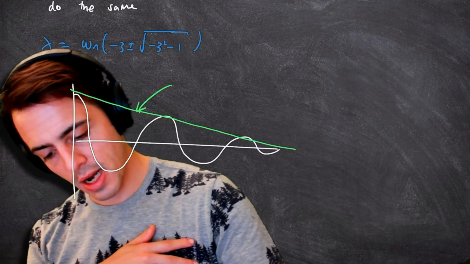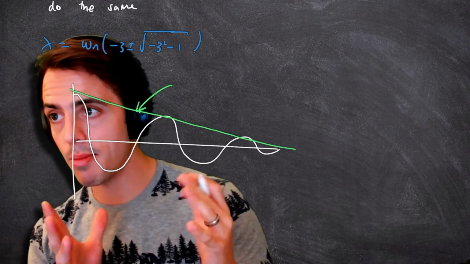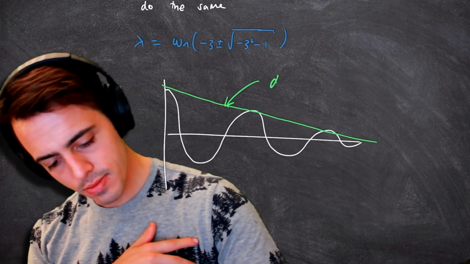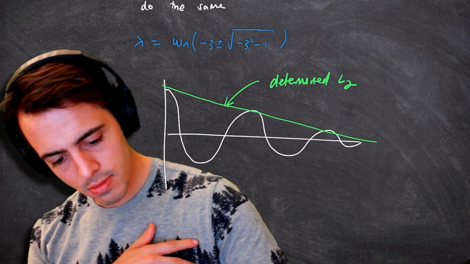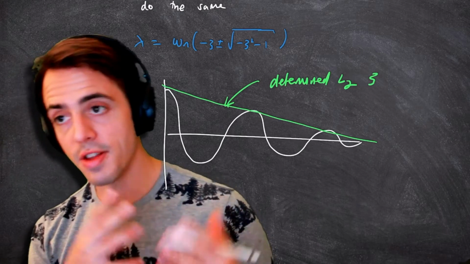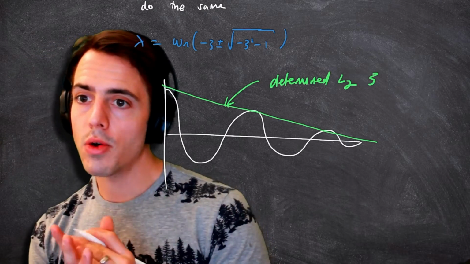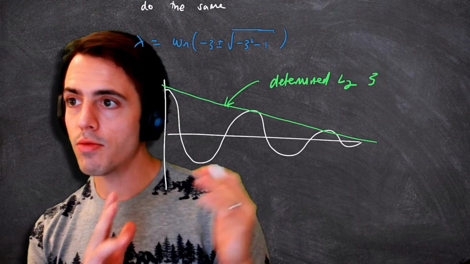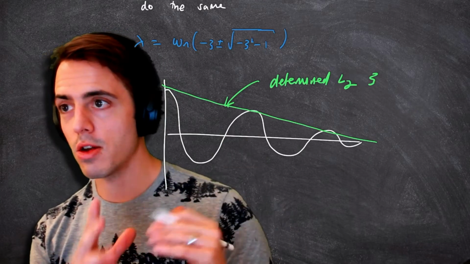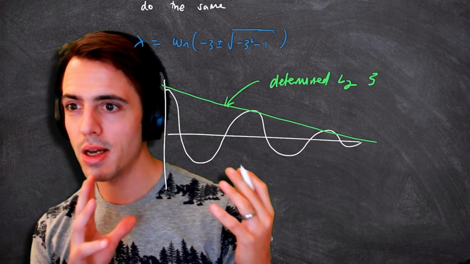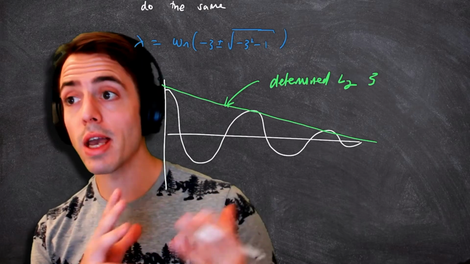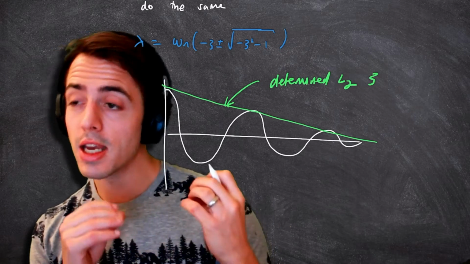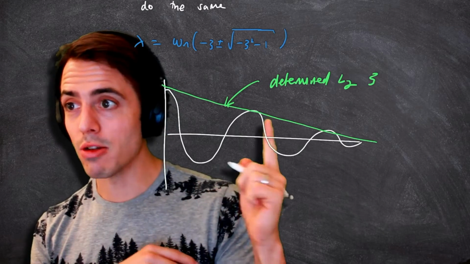So this exponential decay is determined by the damping of this system, by the damping ratio. It means that the roots of the characteristic equation of something like a mass spring damper will always be real and negative. So they can be real or complex, but they'll always have a negative real part.